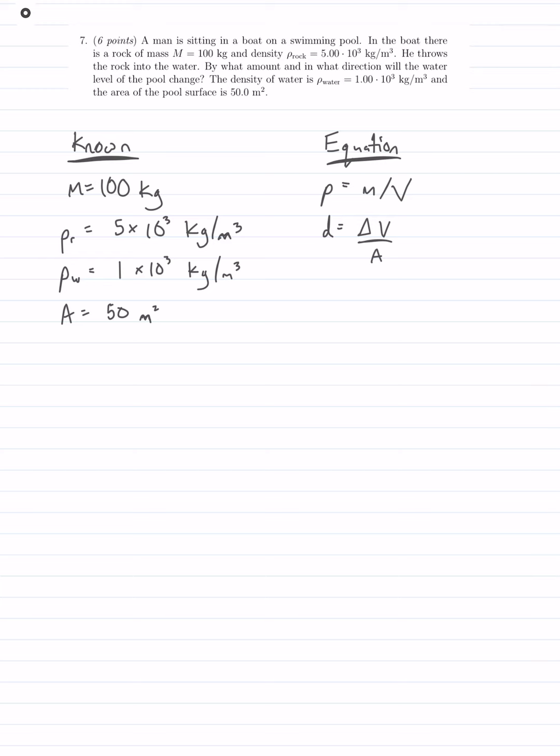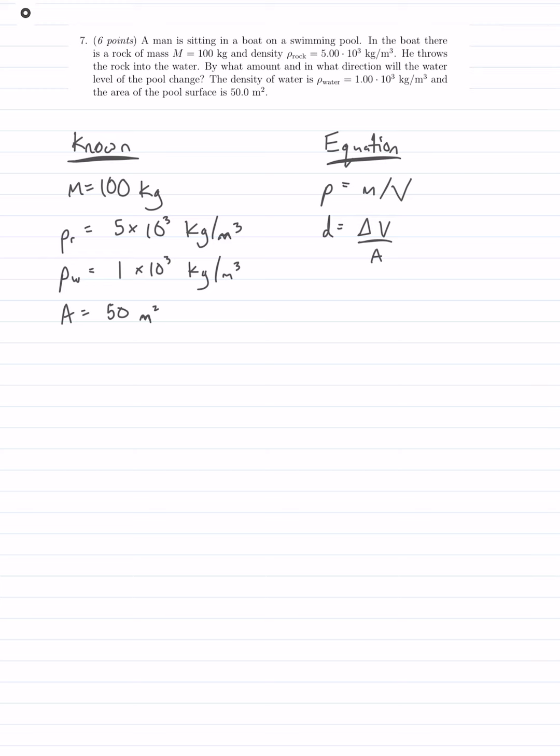So to problem 7. A man is sitting in a boat on a swimming pool. In the boat there is a rock of mass m equals 100 kilograms and rock density of 5 times 10 to the 3 kilograms divided by meters cubed. He throws the rock into the water. By what amount and in what direction will the water level of the pool change? The density of water is 1 times 10 to the 3 kilograms divided by meters cubed, and the area of the pool surface is 50 meters squared.